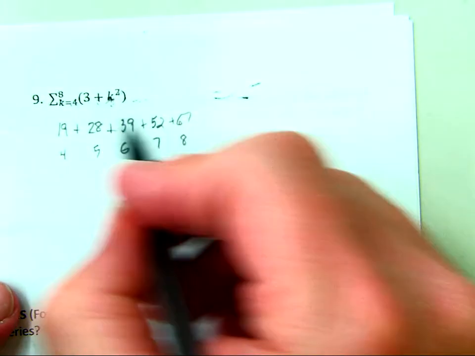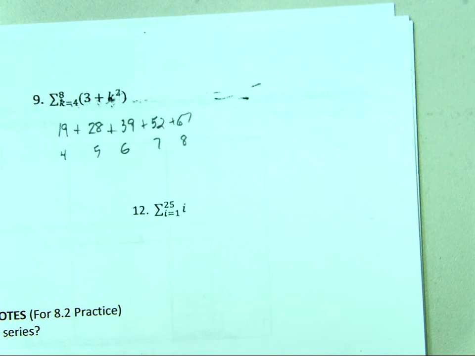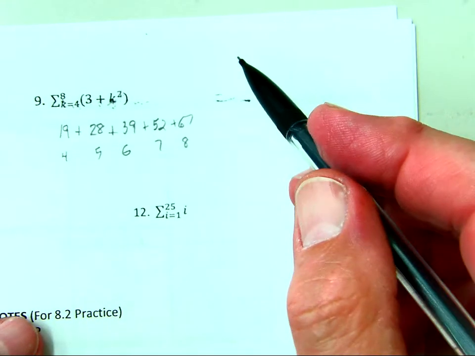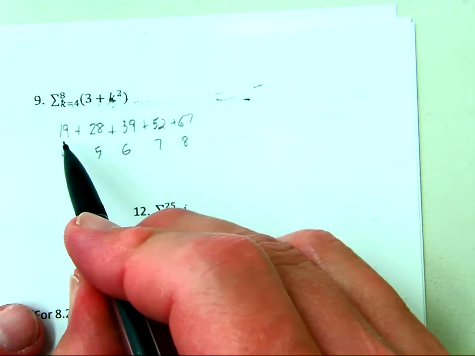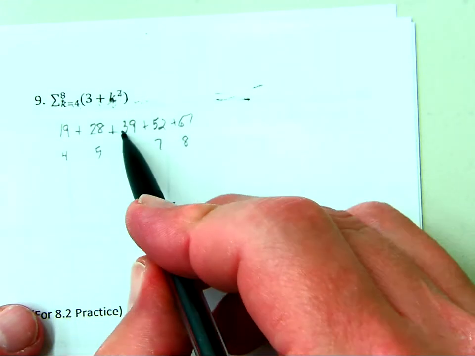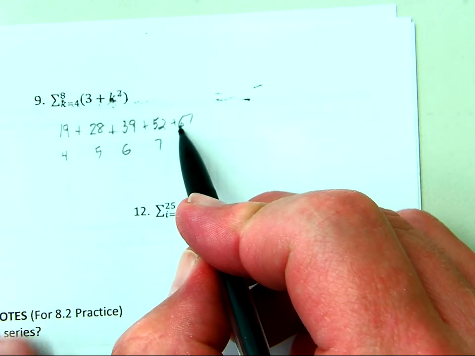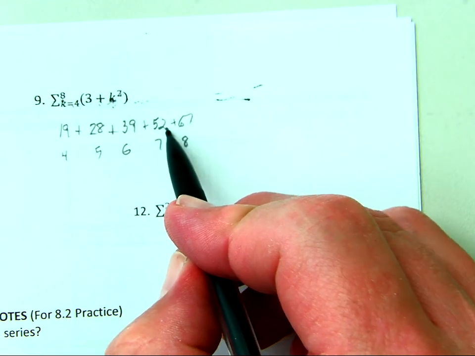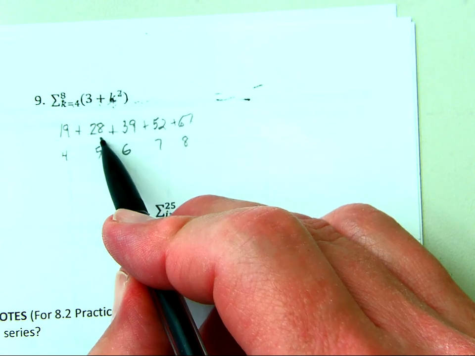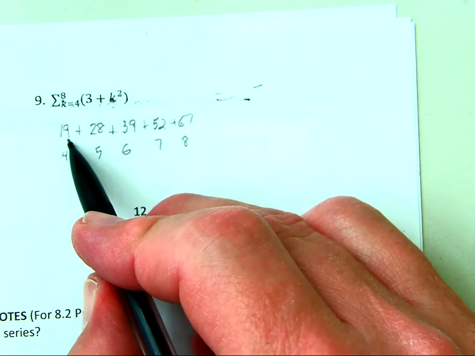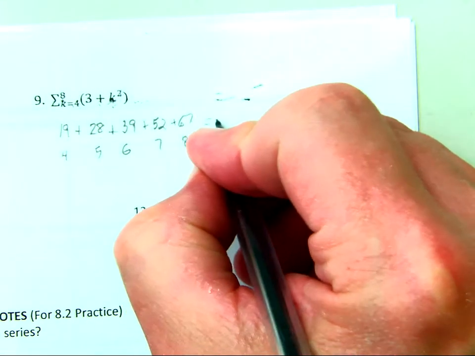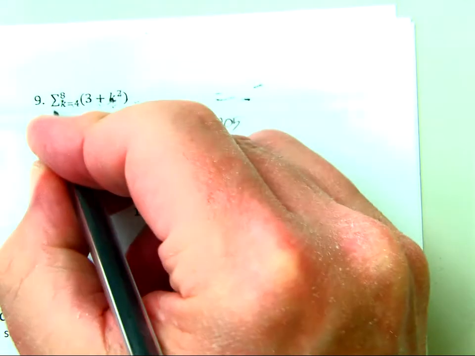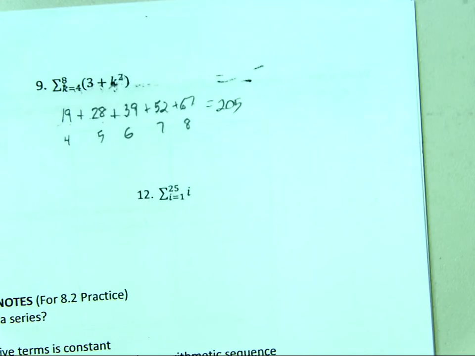Notice we got to 8, and that's the top number on here. So that's when we're done substituting. Now we just add those together. Let's see, 19 plus 28 is 47, then 86, 138, 205. So our sum, that's what this represents, is 205.